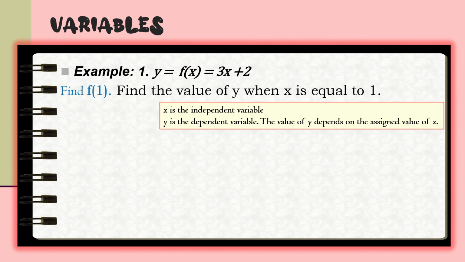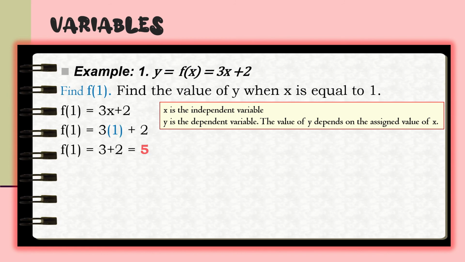So yung f of x natin, ibig sabihin, pwede natin palitan si x ng iba-ibang value. So for this, find the value of y when x is equal to 1. So substitute natin yung value ng x na 1. So if x is 1, the result is 3 plus 2, that is equal to 5. So if x is 1, y is equal to 5.